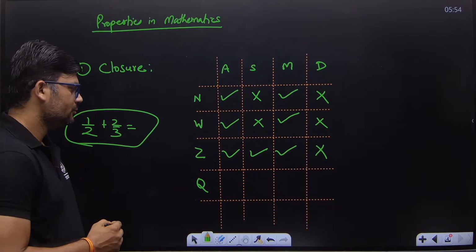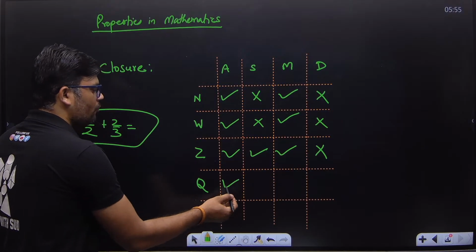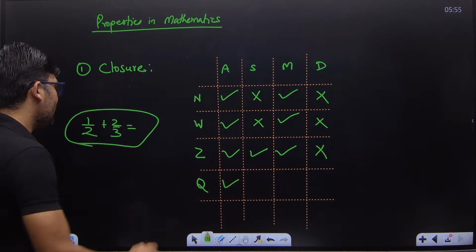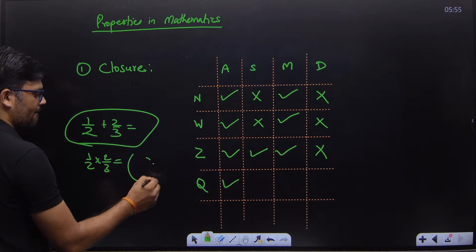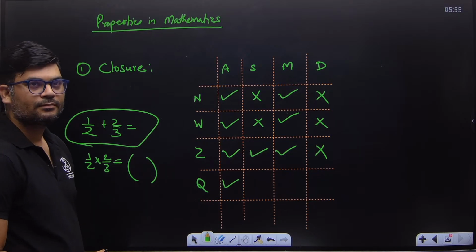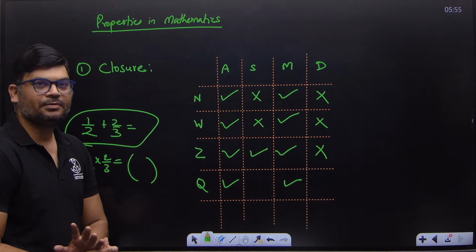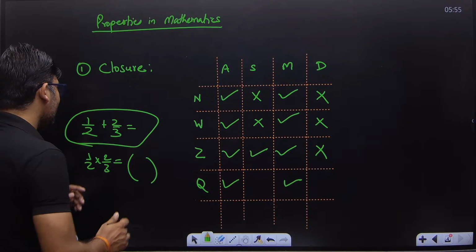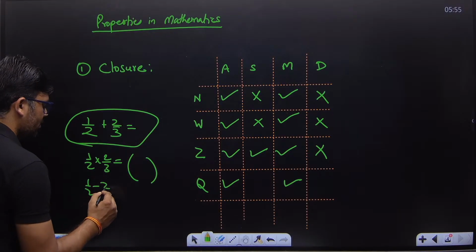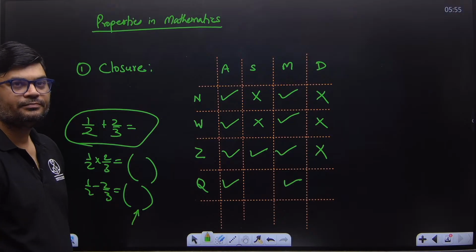What about multiplication? If I multiply these two numbers, will I get a rational number? What about subtraction? If I subtract them, 1 by 2 minus 2 by 3, whatever result I will get, is it a rational number?